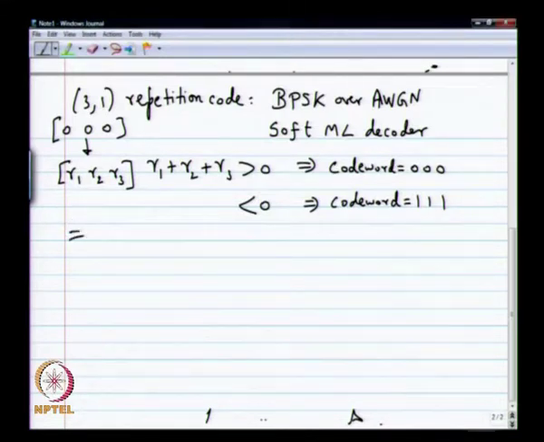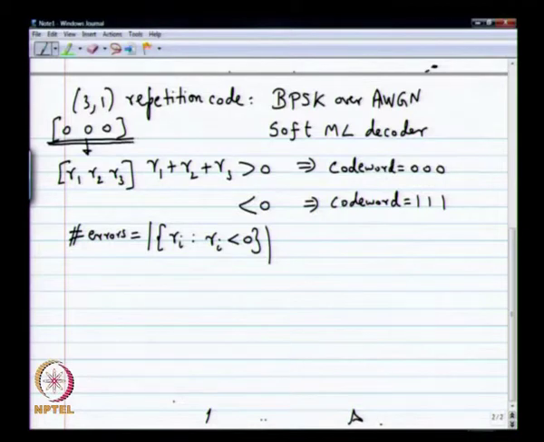Okay, so I have to define number of errors. Remember I am transmitting the all 0 code word that I have fixed. I fixed the all 0 code word, and then I am defining the number of errors as the number of positions where Ri is negative. Okay. So if I do this, in fact the soft ML decoder has no error correcting capability.